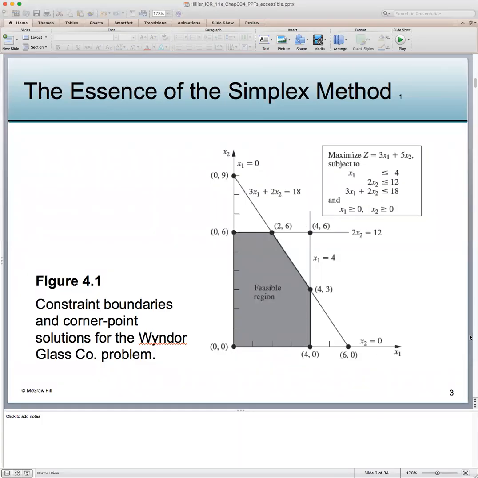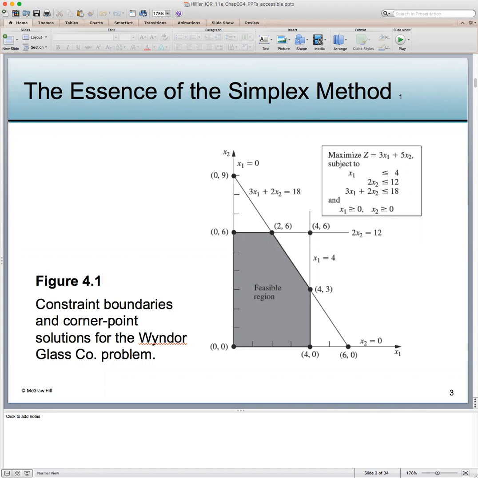So we'll start with an example, the example that we looked at a lot already in the previous chapter. Let me show the feasible region for this. So I will do it as follows. Yeah, this is it. So there was the Windor Glass Company problem. And in this problem, there were 3 constraints plus the 2 non-negativity constraints.